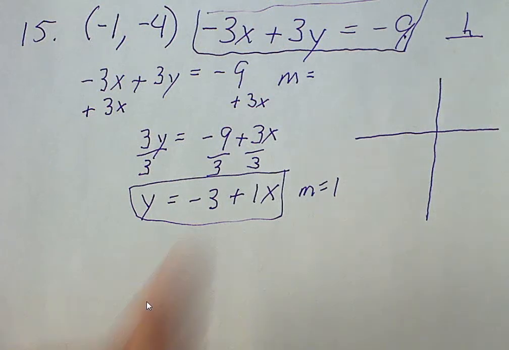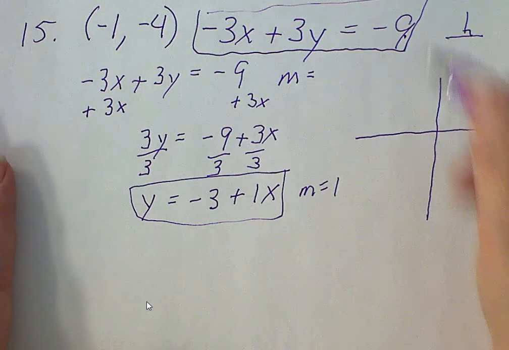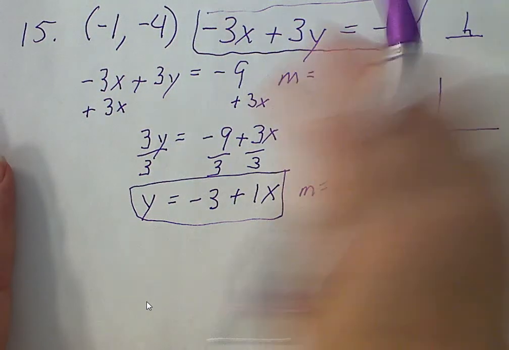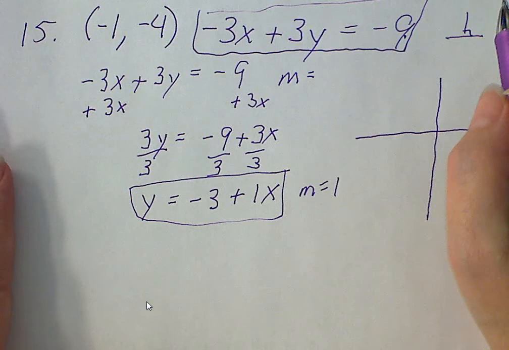Looking at this, I should be able to graph it using my x. Would you do negative 9 and then down 3 by 3? Nope. You use your x and y intercepts. If you have an equation like this to graph it, you have to use your x and y intercepts.